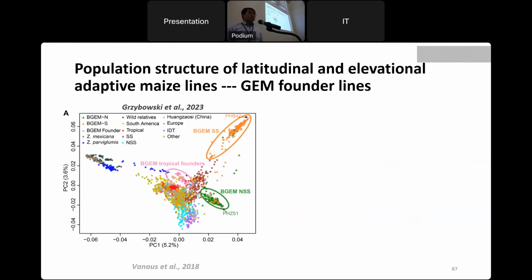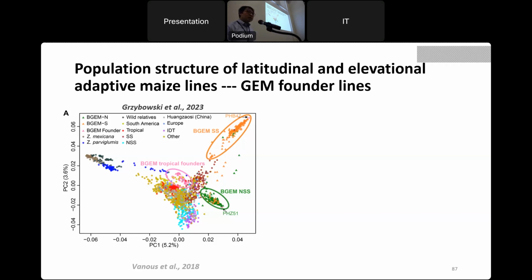Therefore, I talked with Adam and asked him to give me some elite materials that adapted to natural soil, not in the industrial agricultural areas. These are the elite materials developed in the Andes, in the highlands, and in the tropical areas in Africa with low nitrogen and unfertilized soils. And these are also GEM founder lines. Some of these lines probably only have 10 seeds left. Thank you, Adam, for providing me those precious genetic materials.